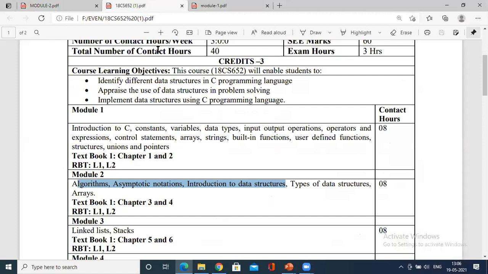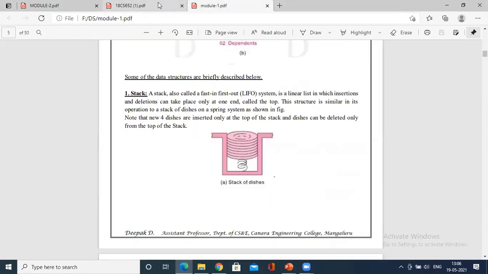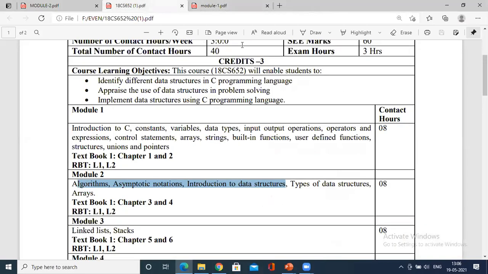I request you to give the attendance in the chat session and communicate with me either with voice or with chat, all of you. I'll enable your sound. I'll unmute.